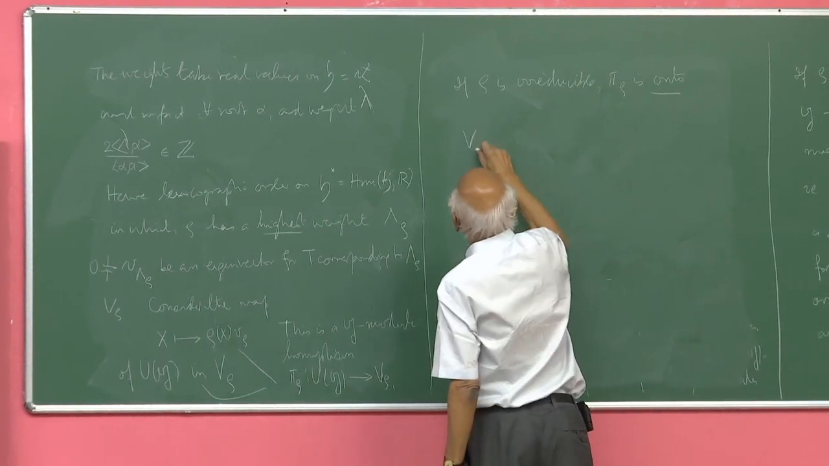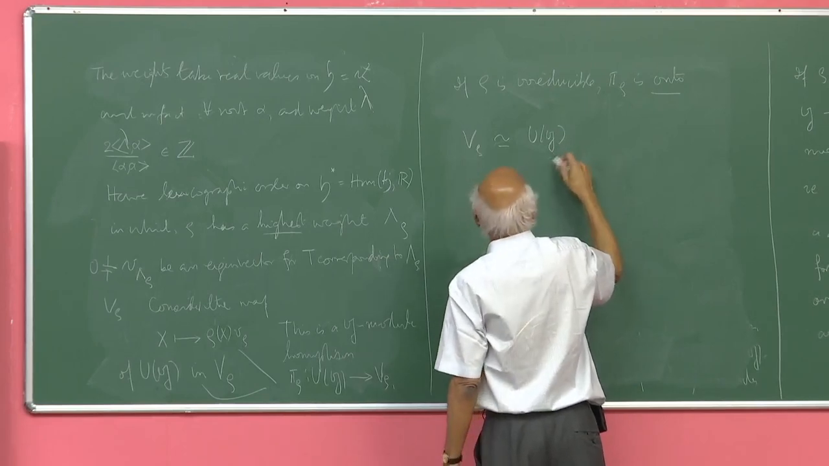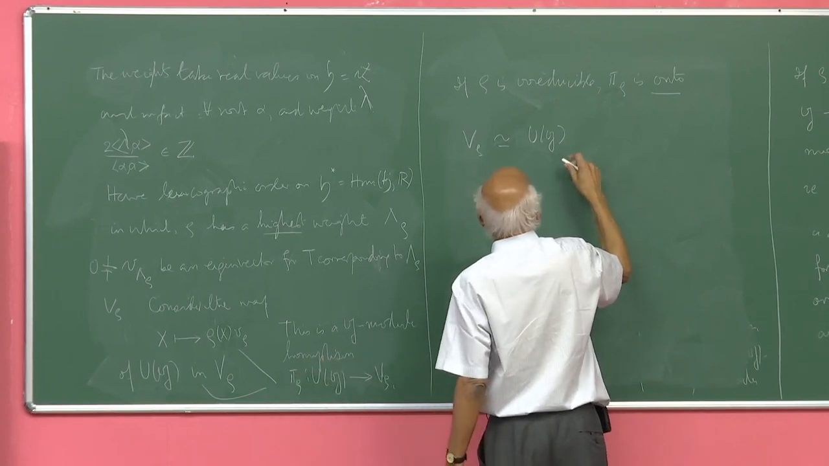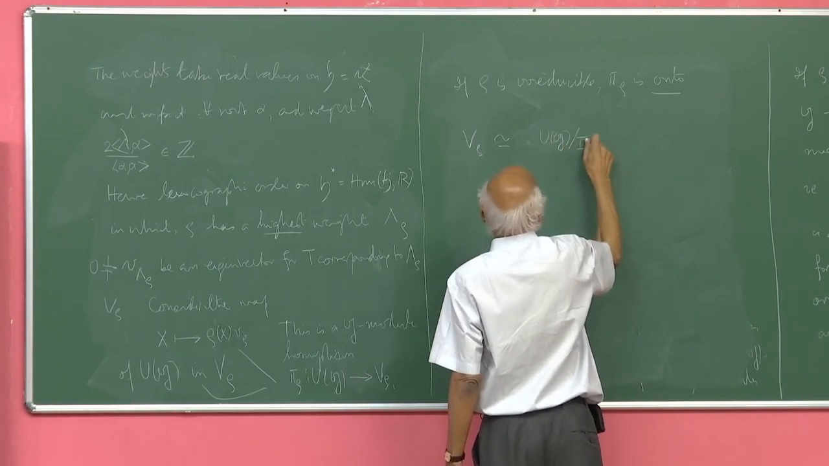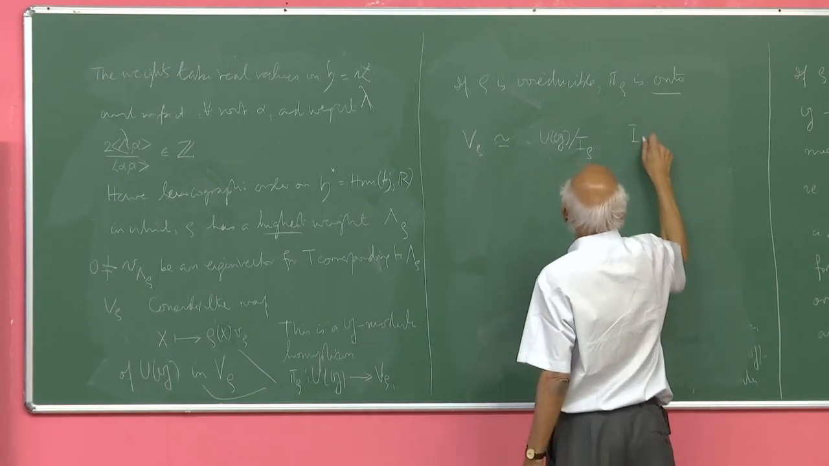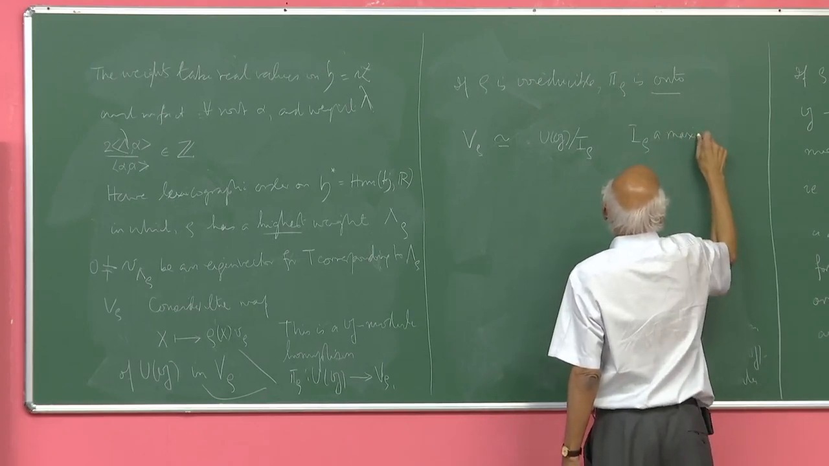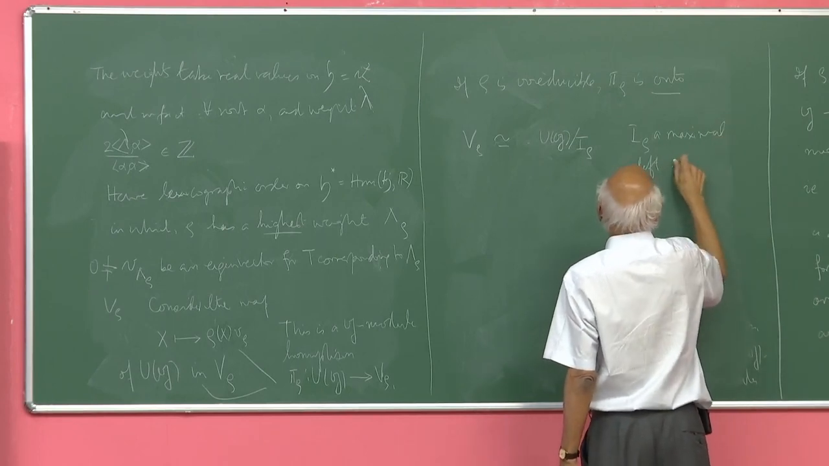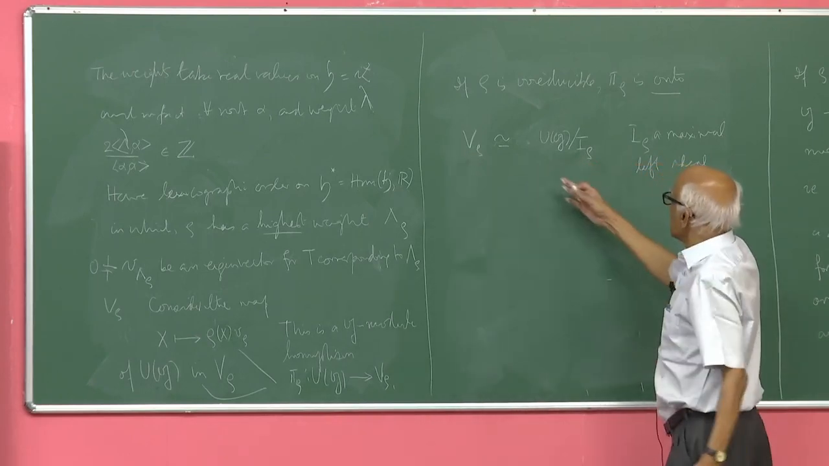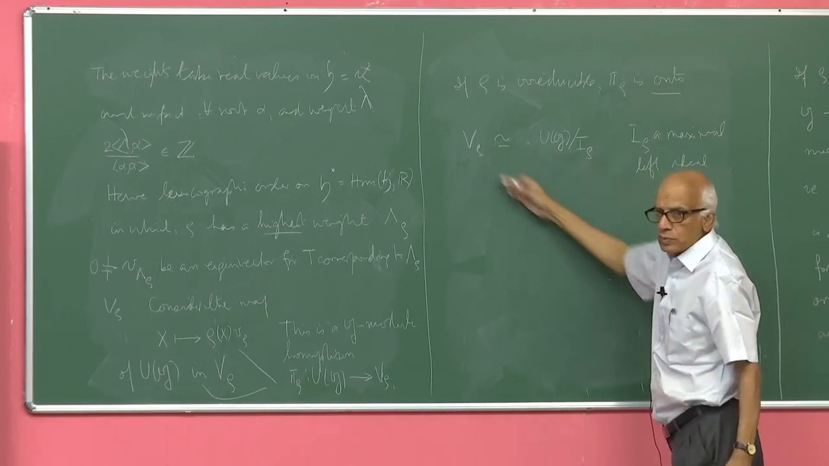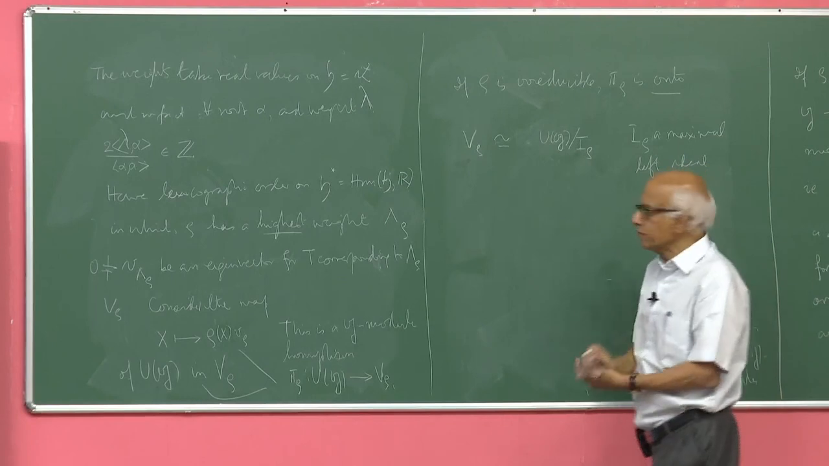So this implies V rho is isomorphic to UG modulo a left ideal I rho, a maximal left ideal. Because it is irreducible, the map is onto and UG modulo I rho is isomorphic to V rho. And I rho has to be a maximal ideal, because if it is not maximal, there will be a bigger module and V rho will not be irreducible.